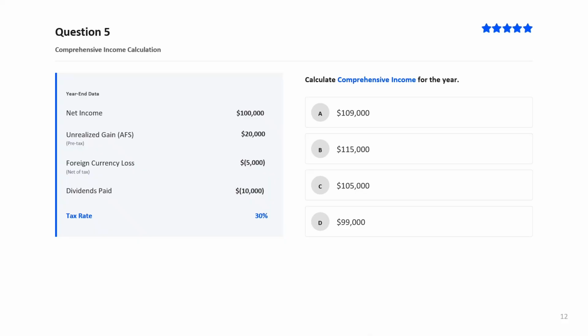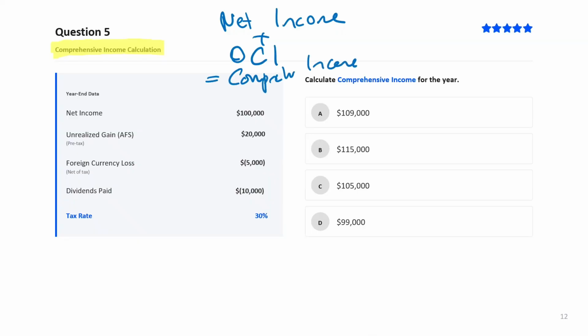Now let's do number 5. This question is asking us to calculate comprehensive income. So remember the term comprehensive income, what it is, and how do we calculate this one. The easiest way to remember this one is: first we calculate the net income plus other comprehensive income. That gives us comprehensive income.